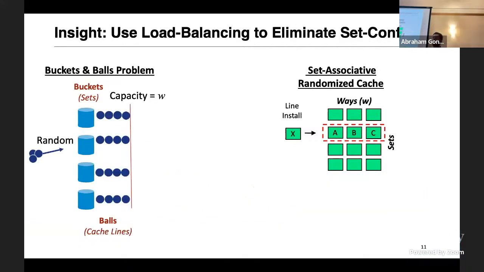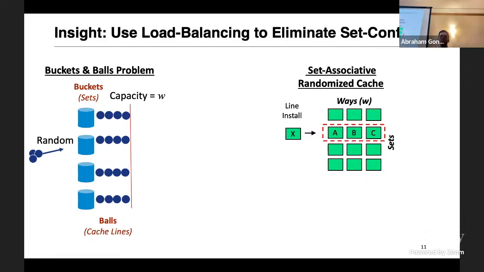To understand how to get that, we try to leverage insights from modeling of the cache in the form of a classic bucket and balls problem from statistics. Here, we took a cache with sets of W capacity and modeled them as buckets of W capacity. Each bucket corresponds to a set, and the balls inside these buckets correspond to cache lines. So you have W ways in the cache set.